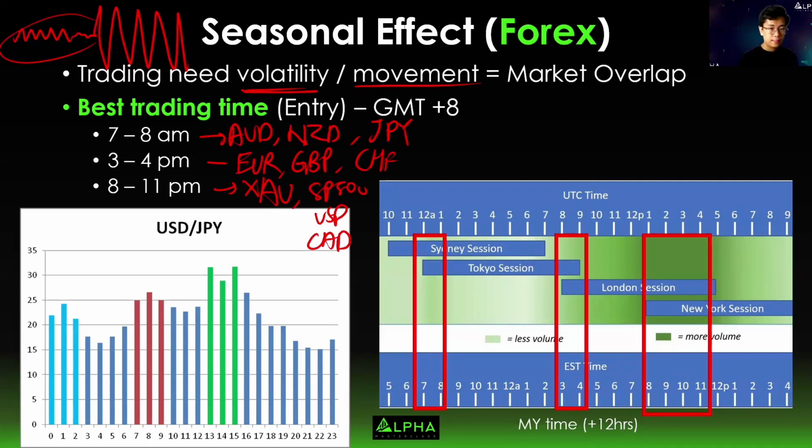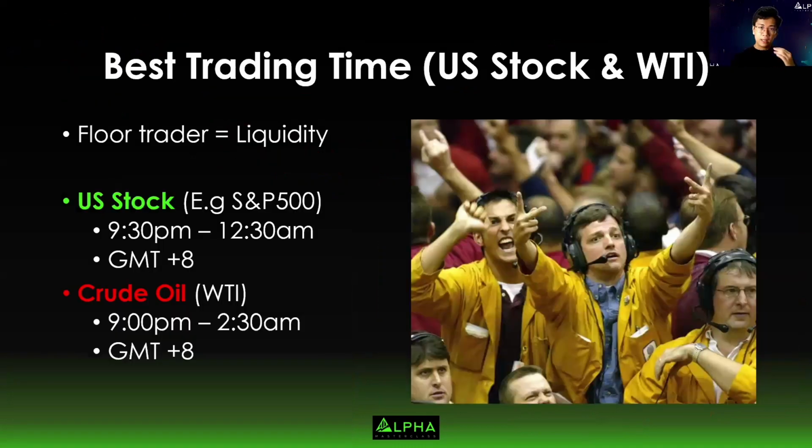If you are specific to US stocks, then the market hours are 9:30 to 12:30. Something like S&P 500, Dow Jones, QQQ all fall in this category. If you are trading oil, not palm oil, the crude oil, then the time is 9 to 2:30.